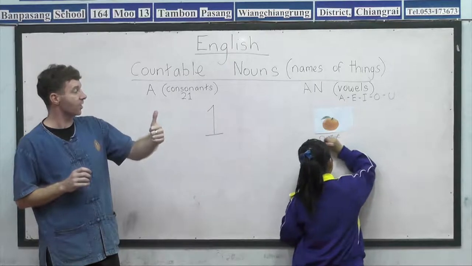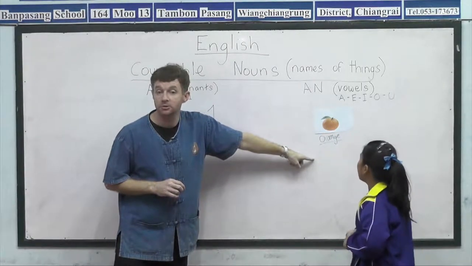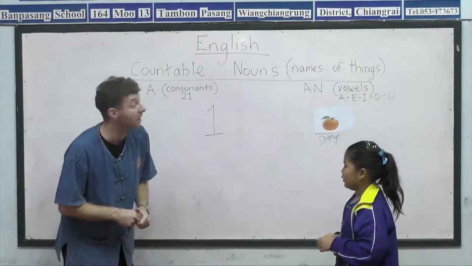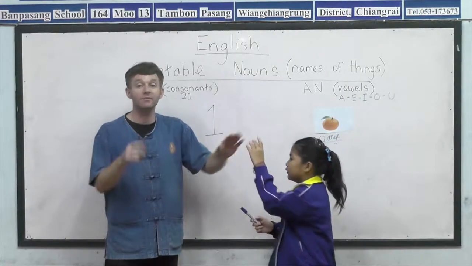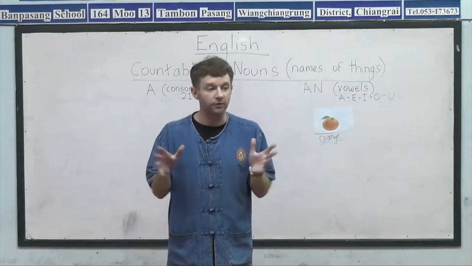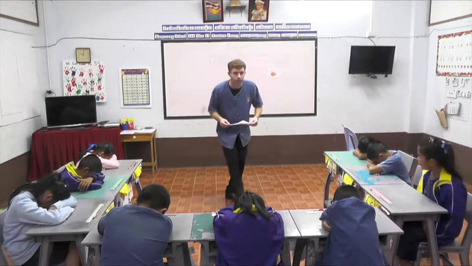Excellent. That's perfect. So we say an orange. An orange. Lakau, that was brilliant. Well done. High five. Round of applause for Lakau. So let's see. Next flashcards. Who can we get? Let's see who's next.